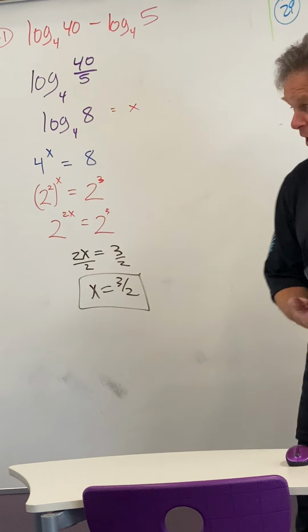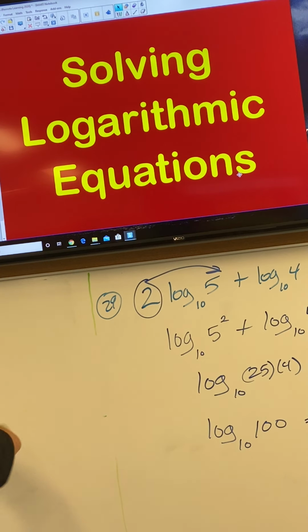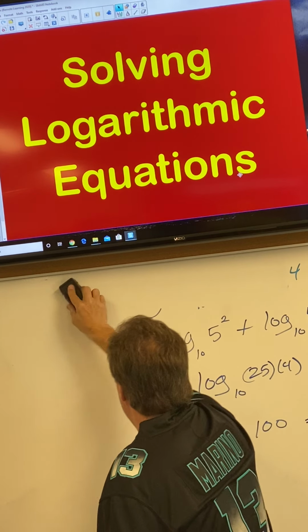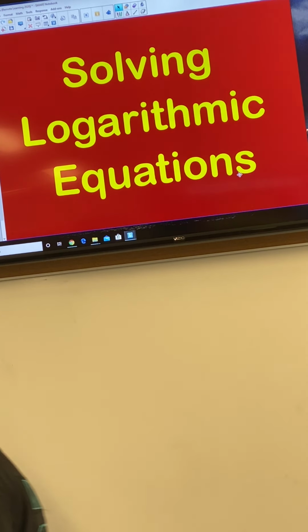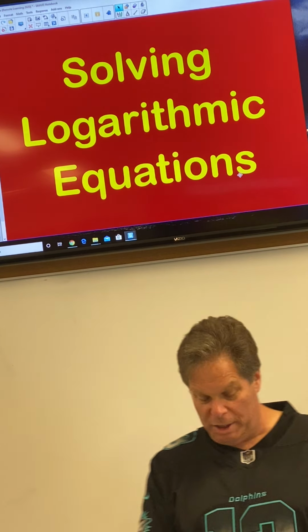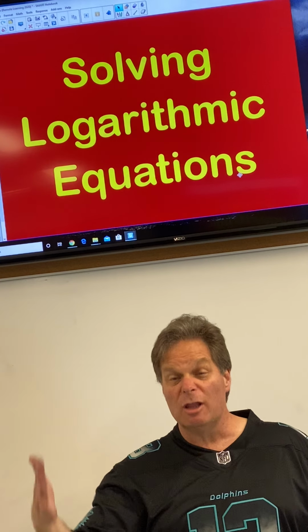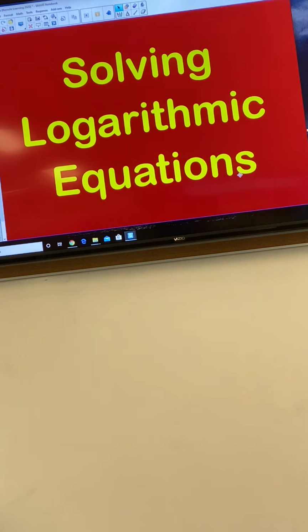It's called Solving Logarithmic Equations. This one is a pretty good topic, pretty important, and not too bad. You have to know that there are 2 types of logarithmic equations. I'll get into that. It's very simple. First of all, what is a logarithmic equation? A logarithmic equation is an equation that contains a log, okay?